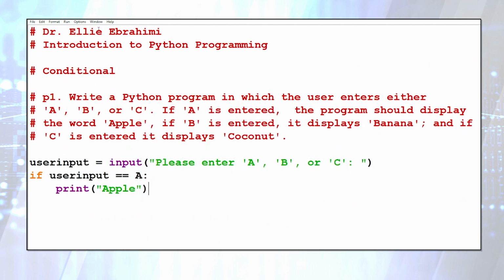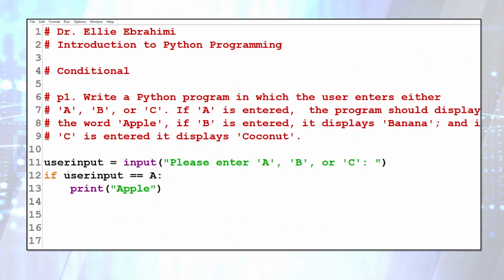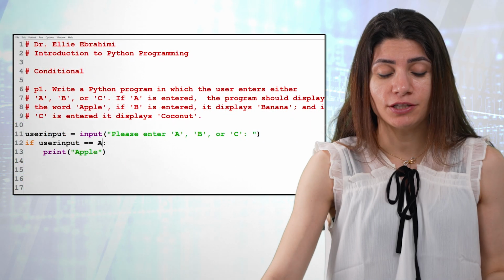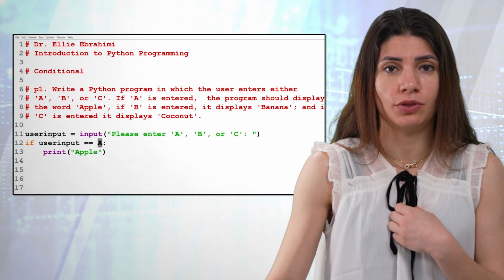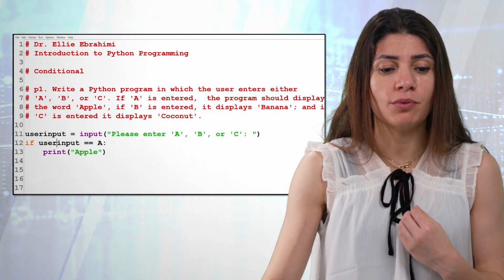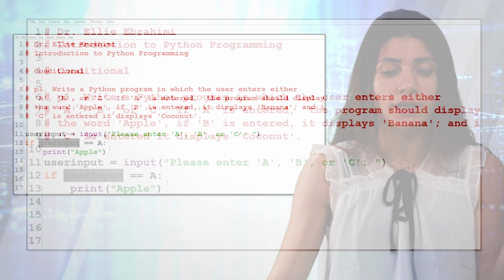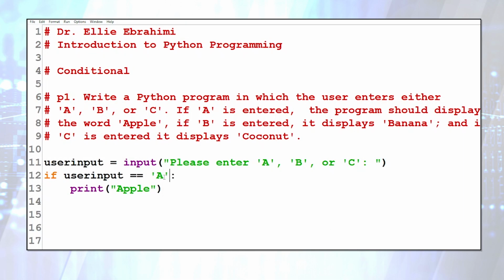So let's go back to that line. I'm going to put the line numbers. In line 12, it's saying there's something wrong with this A. It says this A is not defined. And it is right. It's looking for this variable A, but what we wanted to put there was a string A. We want to see if user input is equal to string A, to this character A.